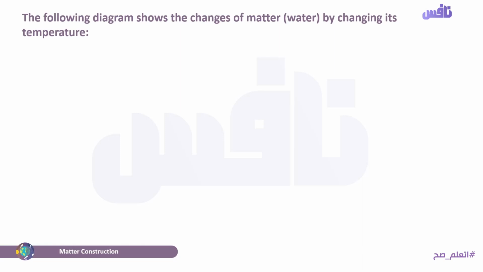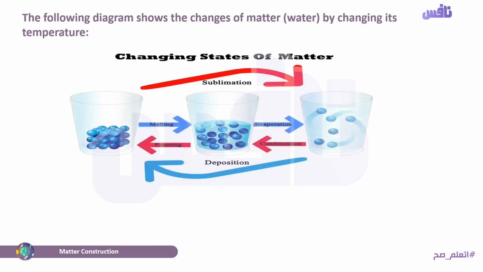Okay. The following diagram shows the change of state of matter or water by changing its temperature. In the picture, this is the solid state, and the liquid and the gaseous. The substance can change from the solid state to the liquid state. This is called the melting process. And from the liquid state to the gaseous state, it's called the vaporization process.